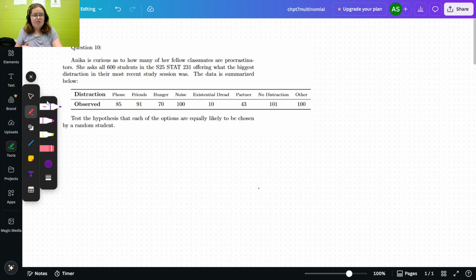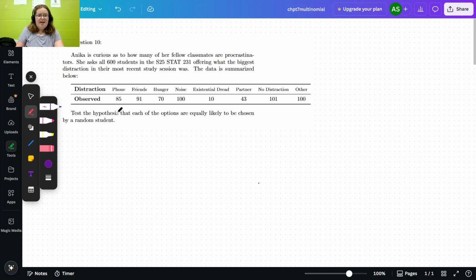So, to get into this question, I'm curious as to how many of my fellow classmates are procrastinators, and I asked 600 of the people in our section, what is the biggest distraction in your most recent study session? And the data is summarized here. This is all made up, of course. I did not survey. 55 was enough for me in video 7. I did not need to go and do a whole 600.